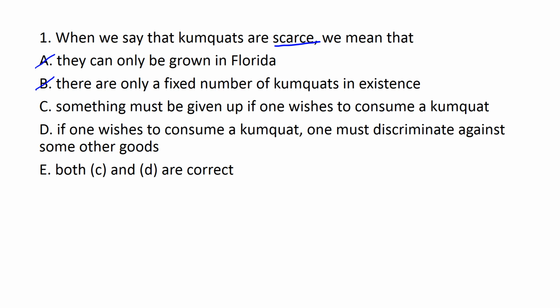C says something must be given up if one wishes to consume a kumquat. That indeed is true. Because of scarcity, these opportunity costs exist. You must sacrifice something. D says if one wishes to consume a kumquat, one must discriminate against some other goods. That in general is going to be true as well. If you choose to buy a kumquat with a given dollar, you can't then also buy an orange with that very same amount of money. So both C and D are correct.